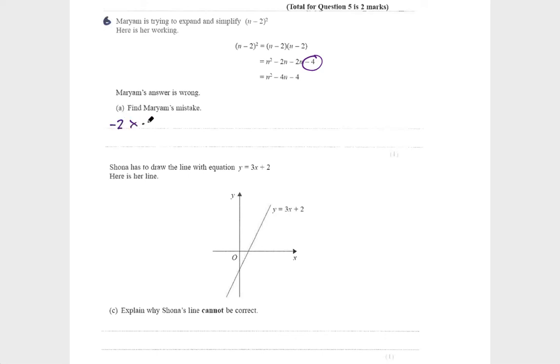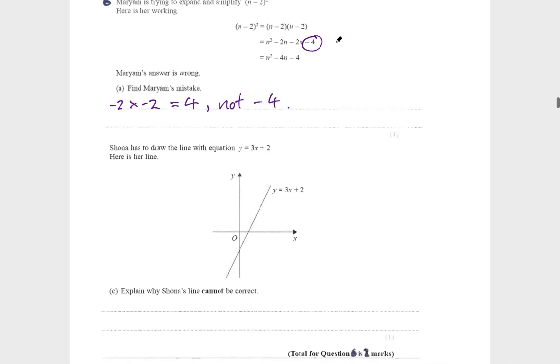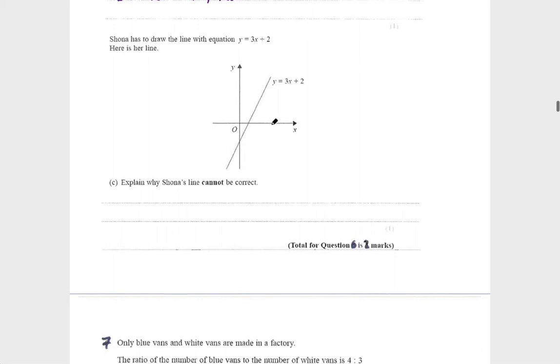Minus 2 times minus 2 equals 4, not minus 4. Just make it clear what the correct answer should be, as well as where the error has occurred. And I've also ringed where the problem is here. Second part of the question, Shona has to draw the line with equation y equals 3x plus 2, and here is her line. Explain why Shona's line cannot be correct.